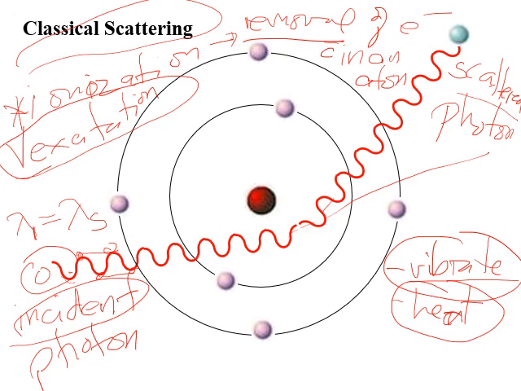So again, that is for classical scattering. No ionization, only excitation. The wavelength of the incident photon is the same as the wavelength of the scattered photon, but it changes direction. There is no ionization, only excitation, thus it causes this atom to vibrate and produce heat. So that is classical scattering. So again, that is the incident photon and this is the scattered photon.